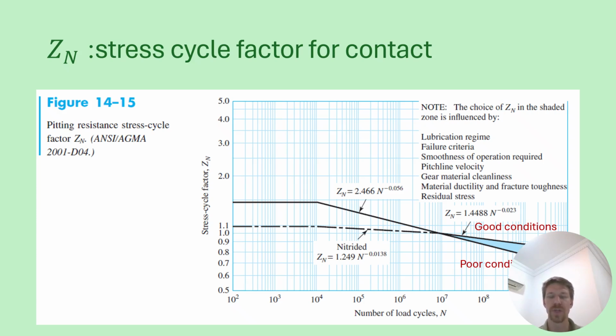And then we have a similar table for representing the effect of more and more load cycles. And again, it's normalized around 10 million. If you got 10 million, that's what the reliability data is based on. But if you're expecting more or less, you have to adjust that value.